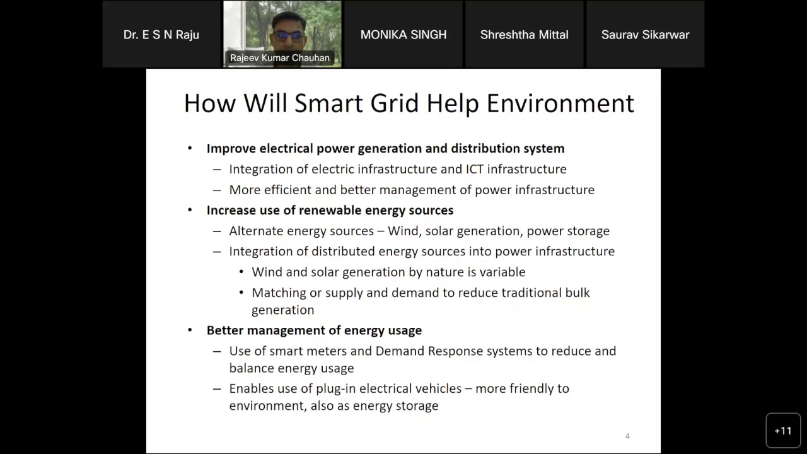And coming to better management in the smart grid, we are going to integrate smart meters, and we will have demand response systems to reduce the imbalance between the generation and the demand. We can also enable the use of electric vehicles, and we will have more environmentally friendly energy storage and all those things.